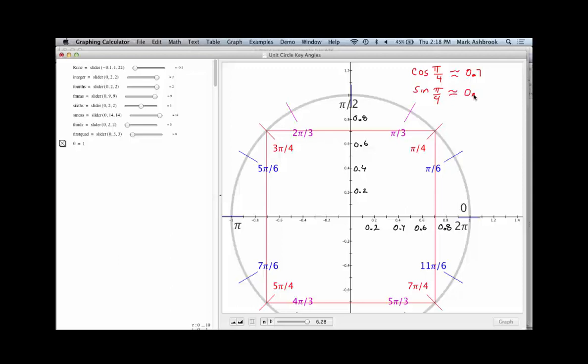Okay. Now we want to find them exactly. We want to find those exactly, so we need geometry. So we need some geometry to be able to come up with those values exactly. Any ideas? How can we use geometry, and we want to get precisely what cosine of pi over 4 and sine of pi over 4 are? Morgan?